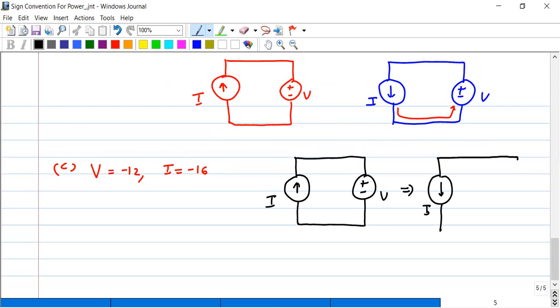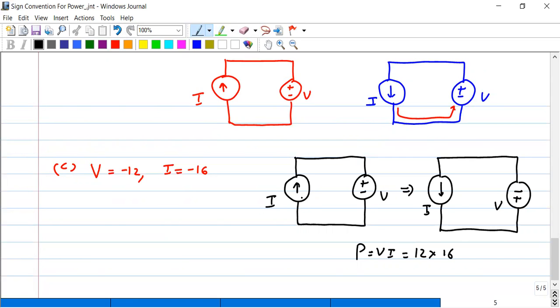This will be I now. And let us draw the voltage source is also minus 12, so the voltage polarity is also reversed, like this. This is V. Now if you find out power, V into I, you have to just take voltage to be 12 and current to be 16, not minus and minus. Why? Because already you have changed the directions.